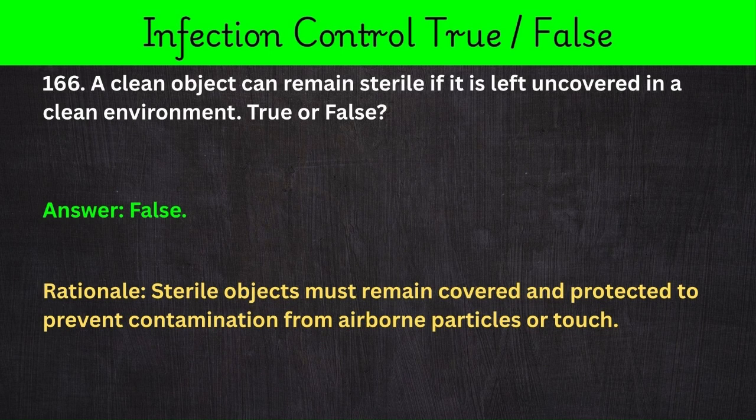166. A clean object can remain sterile if it is left uncovered in a clean environment. True or false? Answer: false. Rationale: sterile objects must remain covered and protected to prevent contamination from airborne particles or touch.